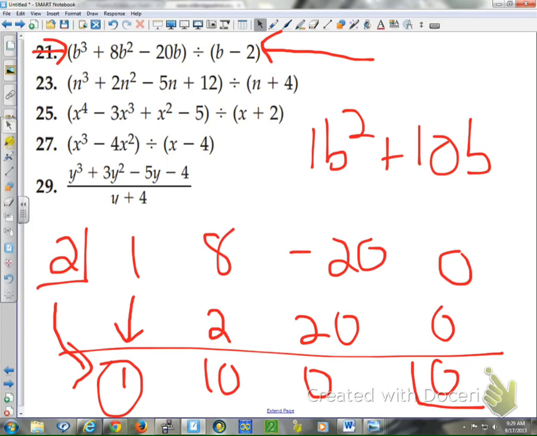Can you do it like distributive property? No, because you're not multiplying, you're dividing. I wonder how we do it.